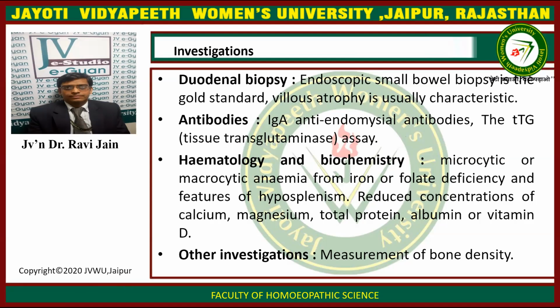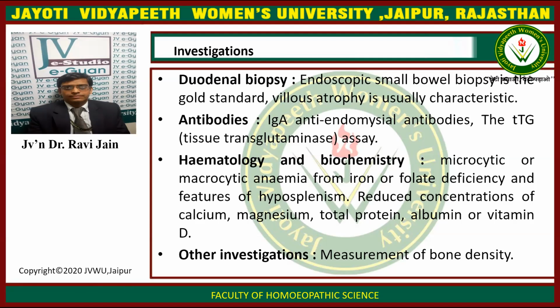We can go for the small bowel biopsy. The endoscopic small bowel biopsy is the gold standard. So we have to do endoscopic small bowel biopsy, where villous atrophy is usually characteristic. The antibodies consist of IgA anti-endomysial antibodies and anti-TTG, tissue transglutaminase antibodies.